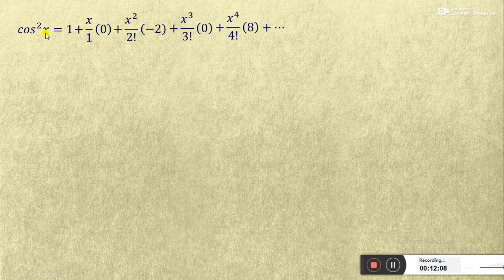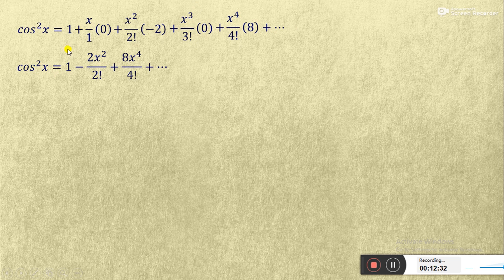Therefore cos square x equal to 1 plus, I substitute all the values. So 1 plus x by 1 factorial, f dash of 0 is 0, plus x square by 2 factorial into f double dash of 0 which is minus 2, plus x cube by 3 factorial into f triple dash of 0 which is 0, plus x power 4 by 4 factorial, f fourth dash of 0 is 8, plus etc.